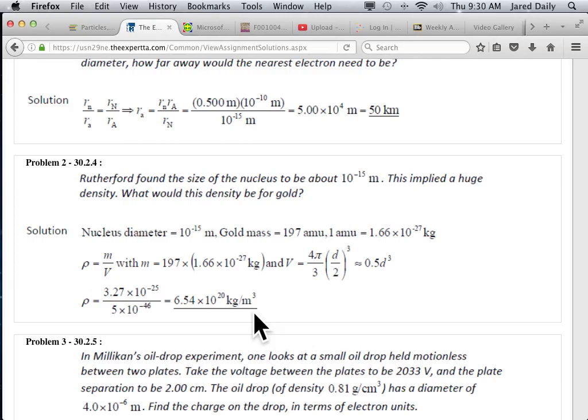What's the density of the heaviest element on the periodic table? I don't really know exactly which one's the heaviest one. Let's see.